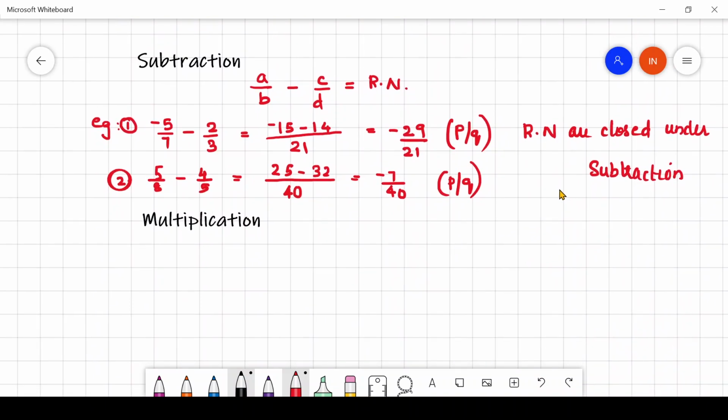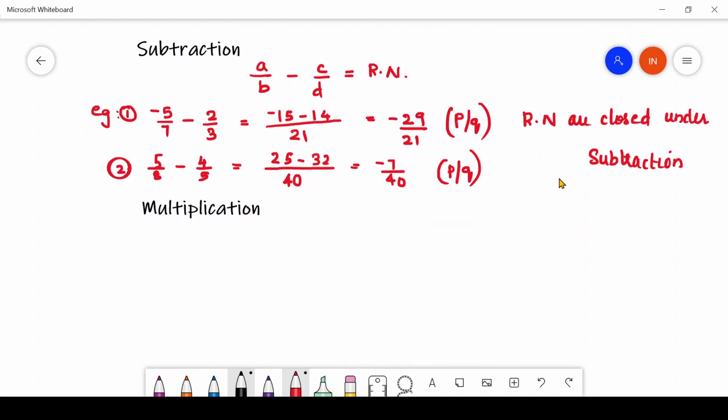So now we are going to check whether these rational numbers are closed under multiplication. So here, as we have seen before, we have to get a by b into c by d is equal to another rational number. Then only we can conclude that these rational numbers are closed under multiplication. So let us see with an example.